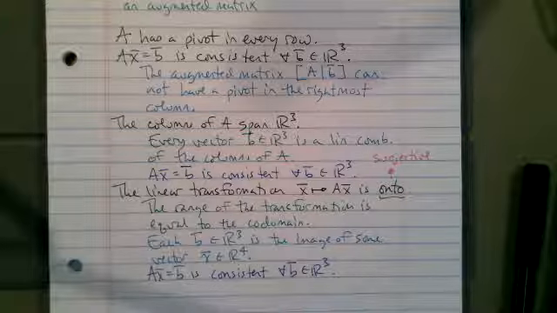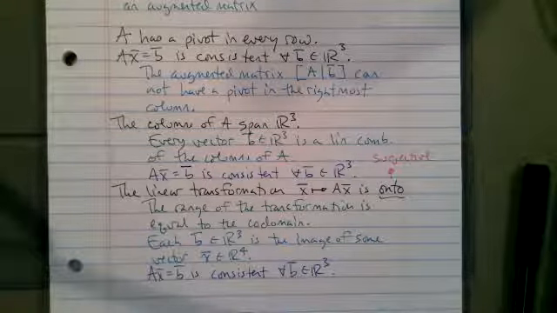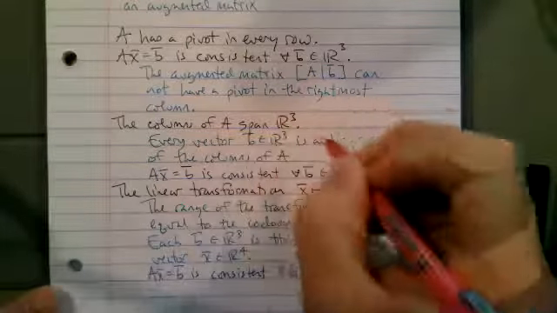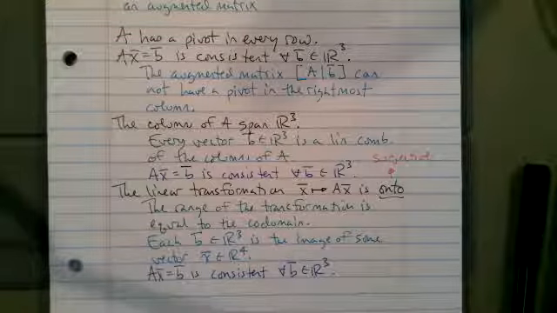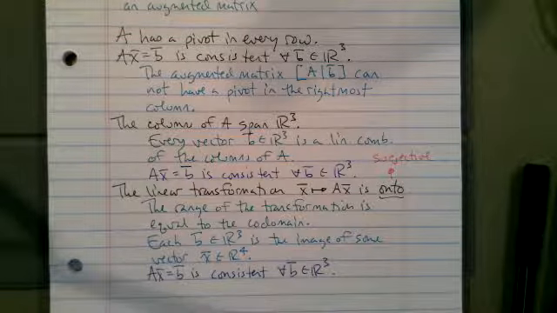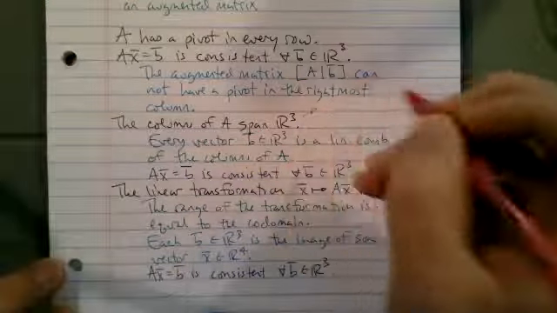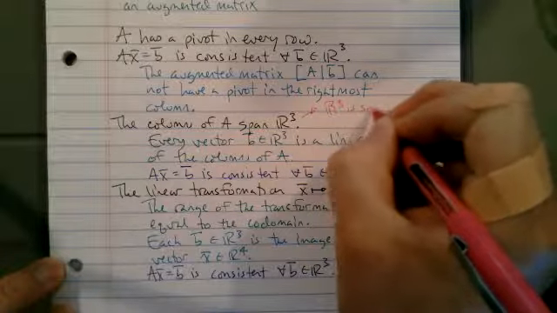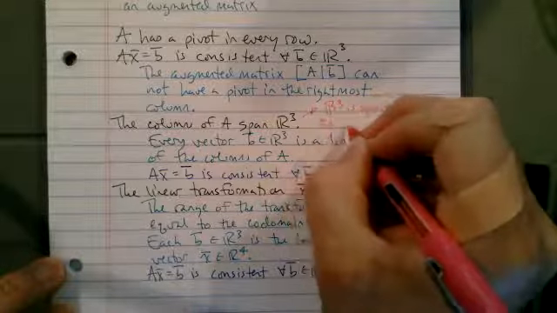Pivot in every row, something to say about the matrix equation, the set of vectors, or the linear transformation. I do want to point out that we can rephrase this question. The columns of A span R3 is my preferred way of saying it. But we might see this expressed differently. This is equal to saying R3 is spanned by the columns of A.